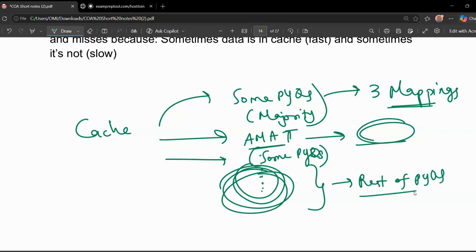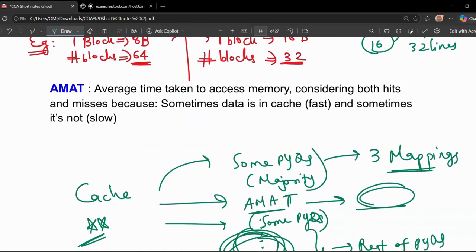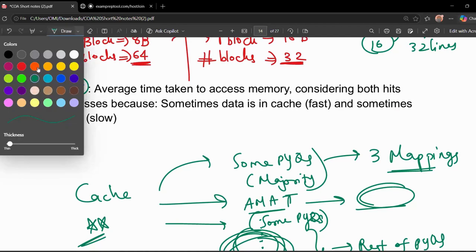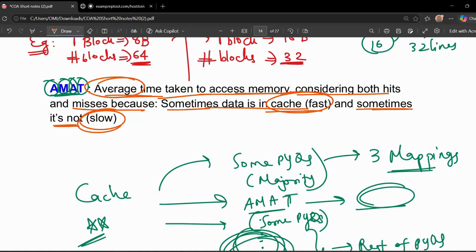So this is a very important topic. Cache is a very important topic from the PYQ point of view. Now average memory access time. AMAT means average memory access time. So what does it say? The average time taken to access the memory, considering both hits and misses. Because sometimes data is in the cache so you get it fast, and sometimes the data is not, so it is slow. So that's why we are more concerned about the average time. What is the average time taken to access the memory, considering both hits and misses?